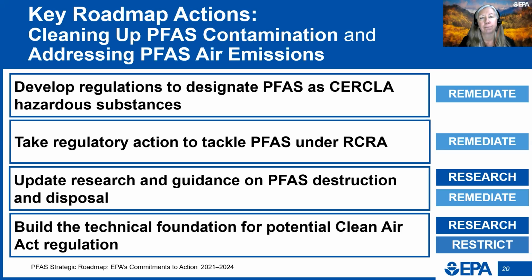Second, EPA plans to clarify that emerging contaminants such as PFAS can be cleaned up through the RCRA corrective action process. The third item on the slide highlights EPA's commitment to take significant steps towards updating our research and guidance on PFAS destruction and disposal. EPA published interim guidance in December 2020, and in that document, we highlighted significant uncertainties about the effectiveness of some PFAS destruction and disposal technologies. We have a deadline to update the guidance by December 2023.